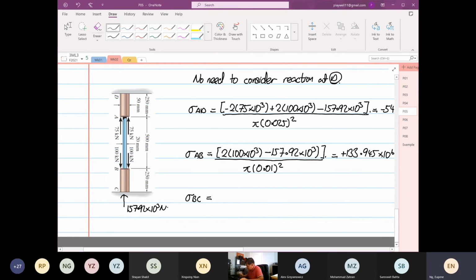Okay, so reaction at BC, it only sees the 157.92. So it's minus 157.92 because it's compression. Divide by pi 0.025 squared.